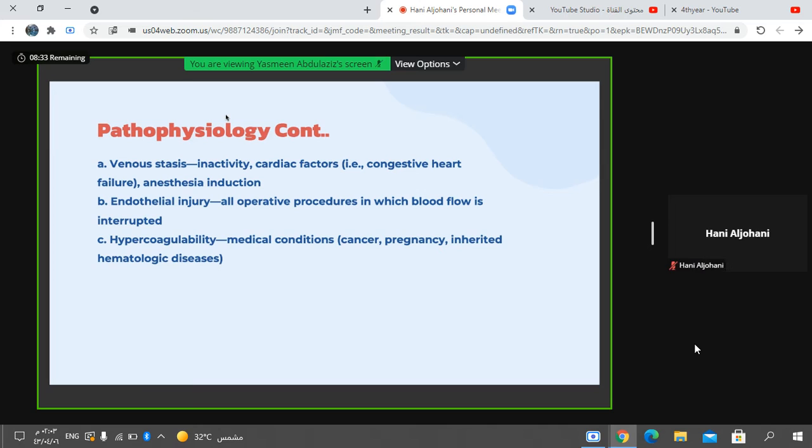Okay. So as I said, venous stasis. What is the factor causes venous stasis? Like inactivity, cardiac factor such as congestive heart failure, anesthesia induction, anything that causes endothelial injury will cause interruption of the blood flow. So this is seen in the operative procedure. Hypercoagulability is seen in medical conditions such as cancer, pregnancy, and inherited hematologic disease.